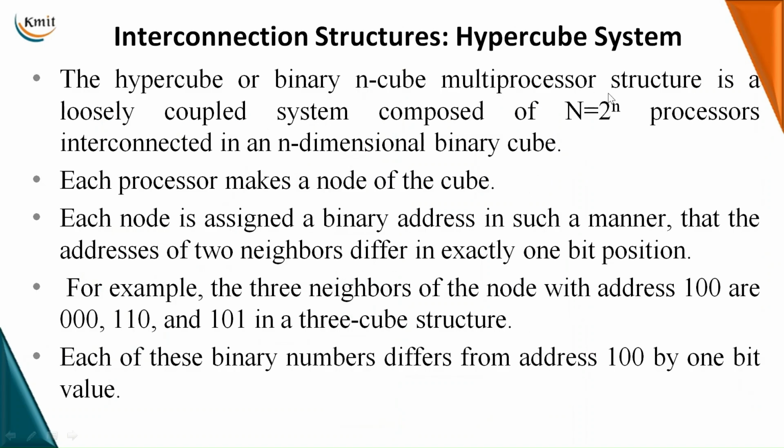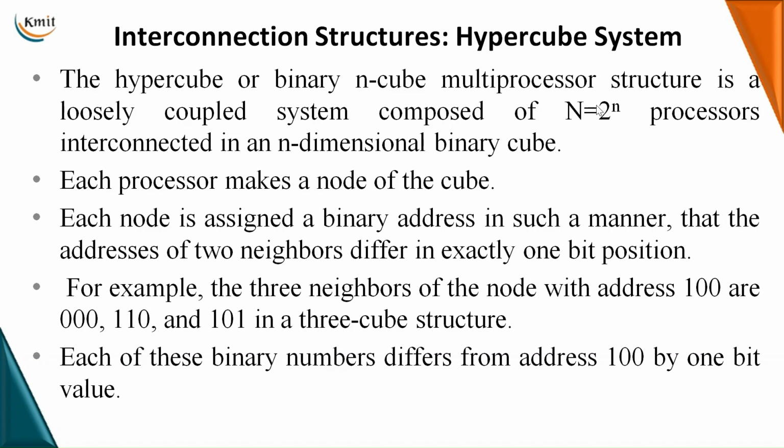So the next type of interconnection structure is a hypercube system. You can also call this hypercube system a binary n-cube multiprocessor structure. It is a loosely coupled system composed of 2 to the power of n processors interconnected in an n-dimensional binary cube, in the form of a binary cube.